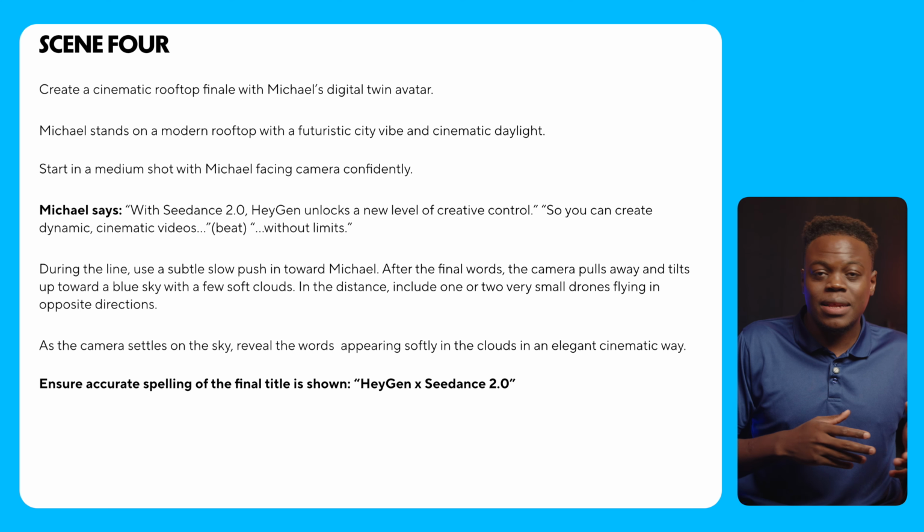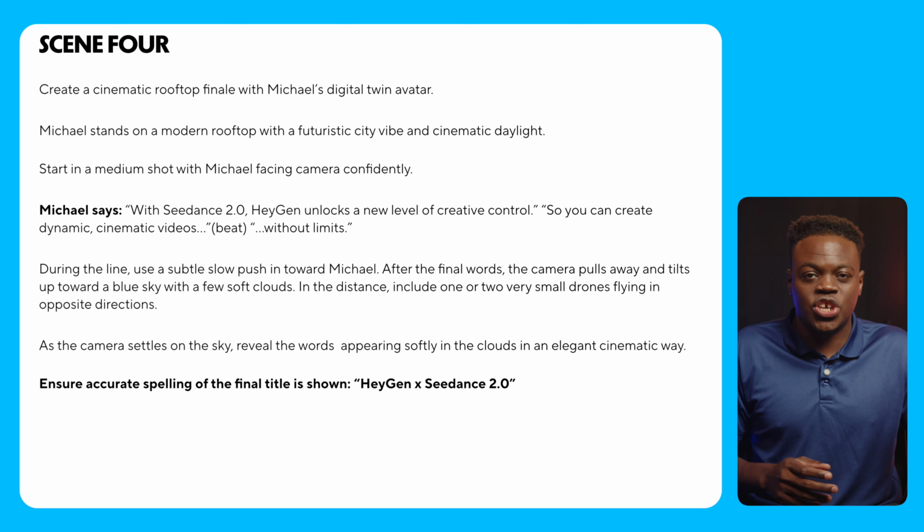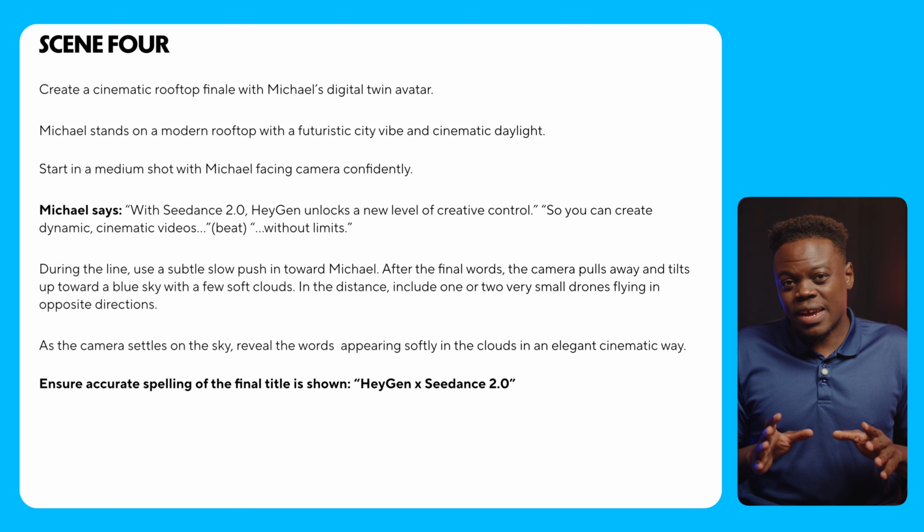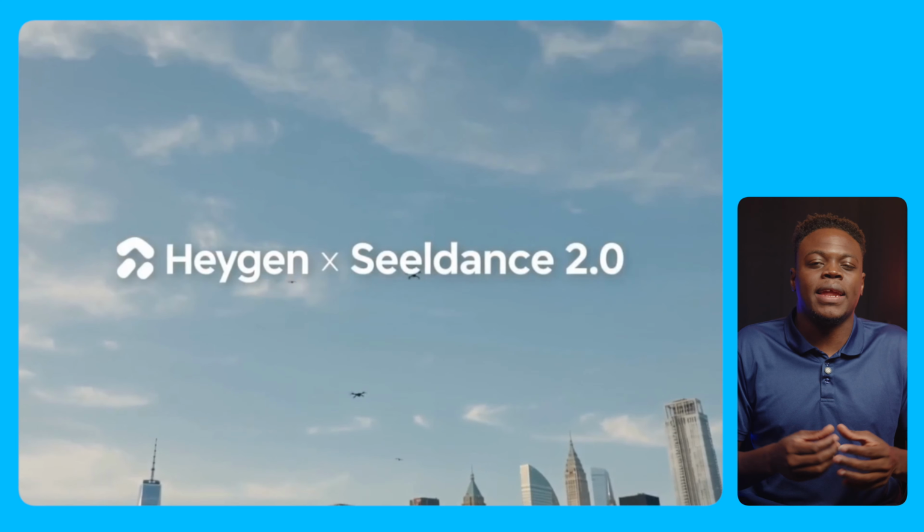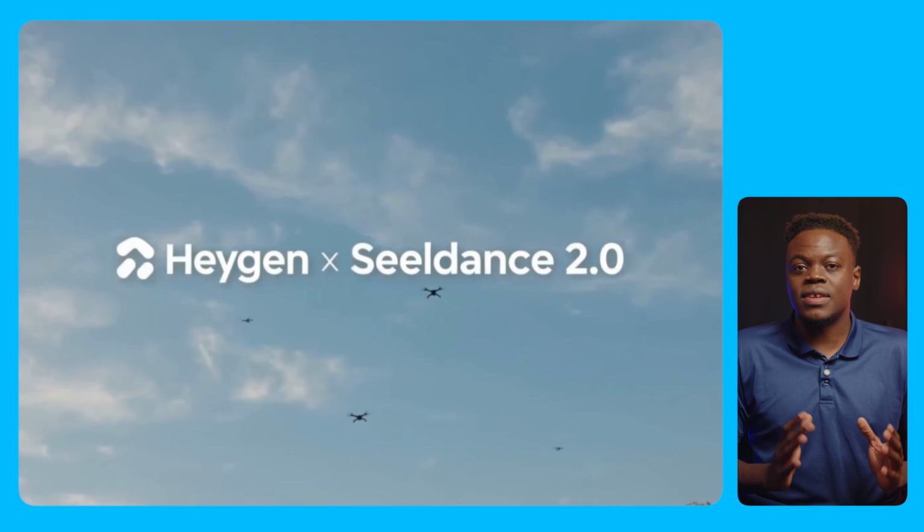Okay, so for the final scene, I used the same general approach. I described the scene, the movement, the dialogue, and how I wanted the shot to end. Now, this one took 2 tries, mostly because the text at the end wasn't rendering accurately the first time. Now, that could have been partly user error since I didn't emphasize the spelling enough in my original prompt. So in the second version, I gave it clear instructions to preserve the exact spelling, and it worked beautifully. And you may want to consider this anytime you have to use text in your video.